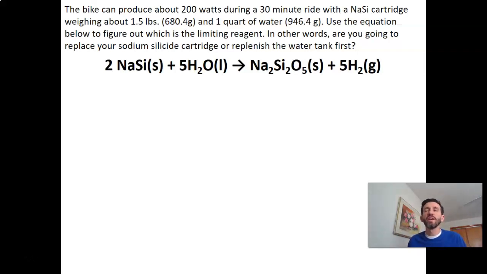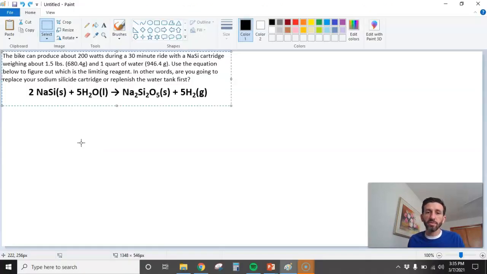So when you're the engineer or the team of engineers developing this bike, you have to think all this stuff through. This is a stoichiometry problem, a limiting reactant problem. Are you going to run out of the sodium silicide first, or are you going to run out of the water first? Whichever one you run out of first is your limiting reactant. If a person goes on longer than a 30-minute ride, do they need to be near a water source? Do they need to take extra water with them? Or do they need to take a second cartridge? It depends, right? So that's the point of the limiting reactant calculation that we're going to do here.